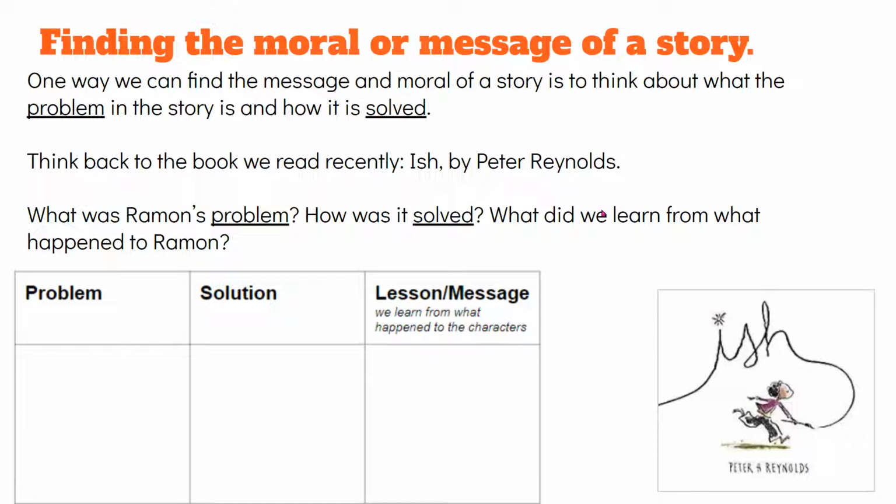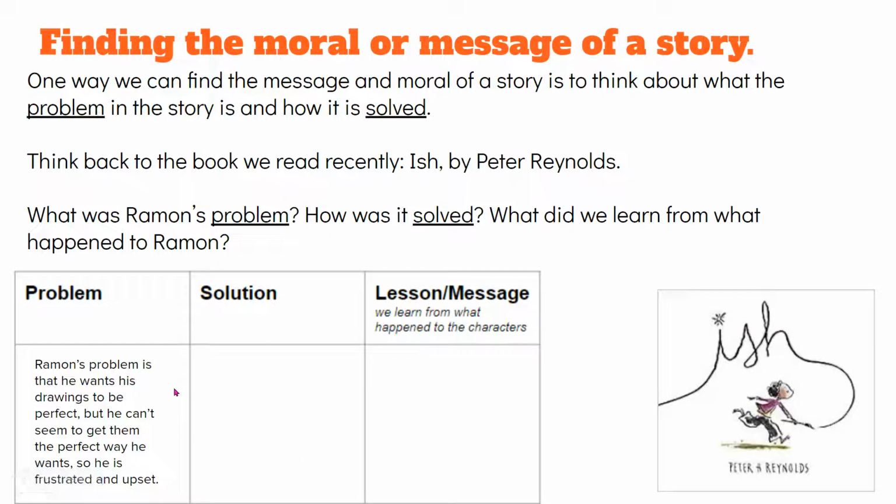The main character's name was Ramon. What was Ramon's problem? How was it solved? What did we learn from what happened to Ramon? Here you'll see a graphic organizer. It's a 3-column chart where I will talk about the problem, the solution, the lesson, and the message.